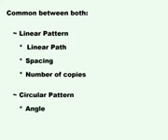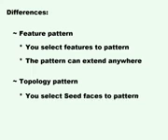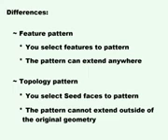Common between both: linear pattern, linear path, spacing, number of copies. Circular pattern, angle and center. Differences: feature pattern. You select the features that you want to pattern. The pattern can extend anywhere. Topology pattern. You select seed faces that you want to pattern. The pattern cannot extend outside of the original geometry.